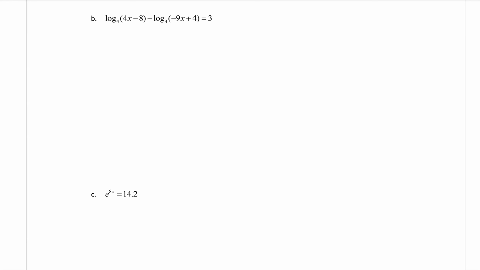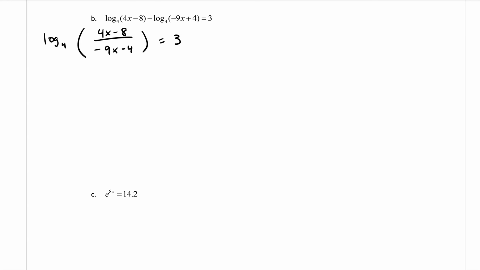All right, let's move on to our next example. Here we're going to need the quotient rule because notice that there is a minus sign between them and both of the bases of the logs are 4. Since they're the same number, we can combine them using the quotient rule. So the quotient rule tells us that we can combine that into log base 4 of 4x minus 8 over negative 9x minus 4, and that is equal to 3.